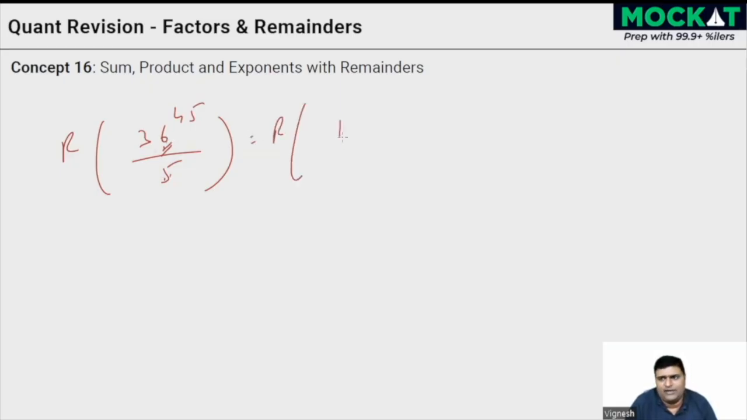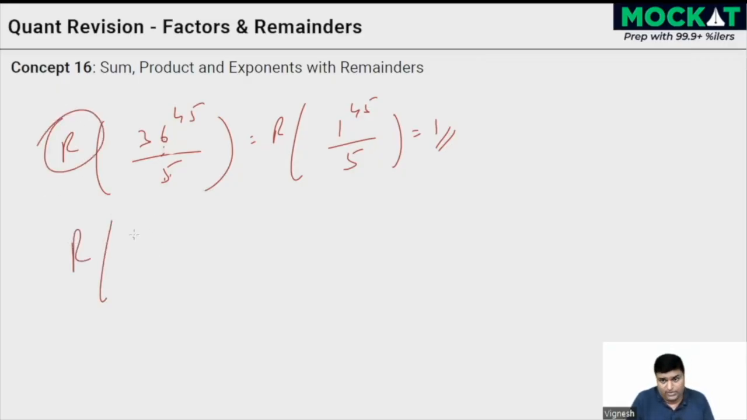36 divided by 5, remainder is 1. Right? 36 can always be divided by 5 and the remainder can be noted. What is the remainder of 1 power 45 by 5? That's 1 itself. That's it. What's the logic for exponents over here? The base can be divided by the divisor and the remainder can be noted. We are only concerned about the remainder.